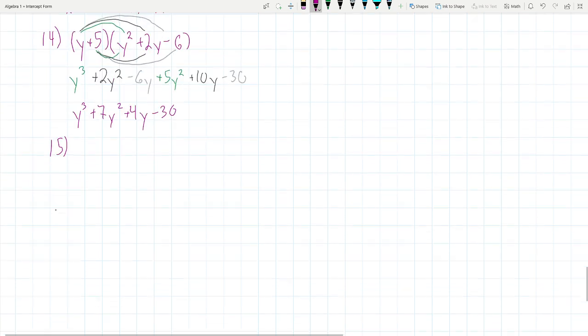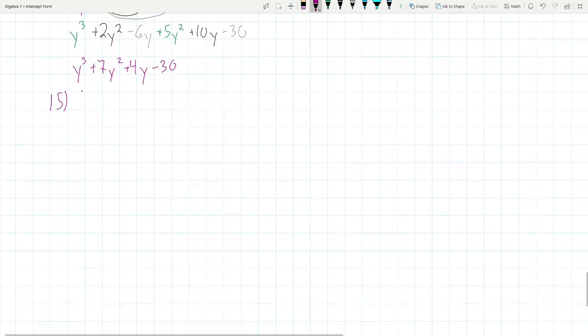Number 15, I have h minus 7 and h squared minus 3h plus 2. I guess I'll use the box method because I did FOIL style, the distributive, last time. So h and negative 7, h squared minus 3h plus 2.